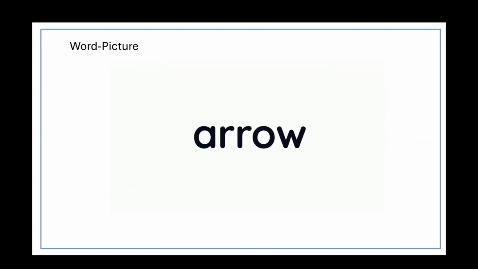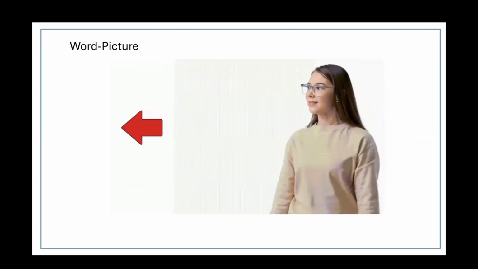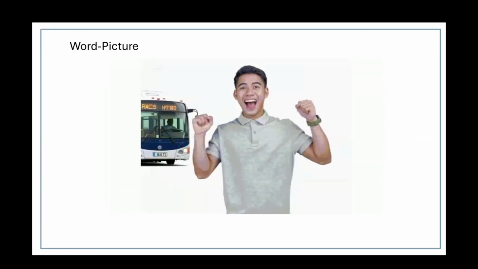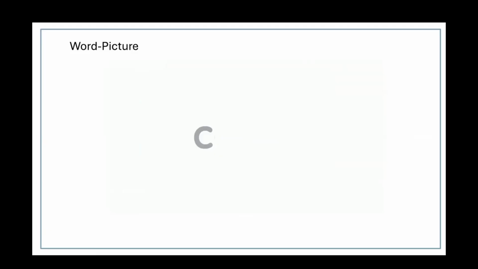A-R-R-O-W, arrow. This is an arrow. B-U-S, bus. This is a bus. C-A-T, cat.